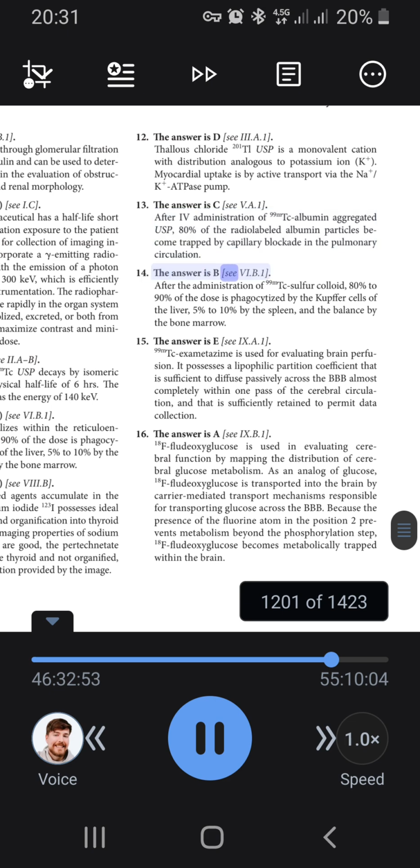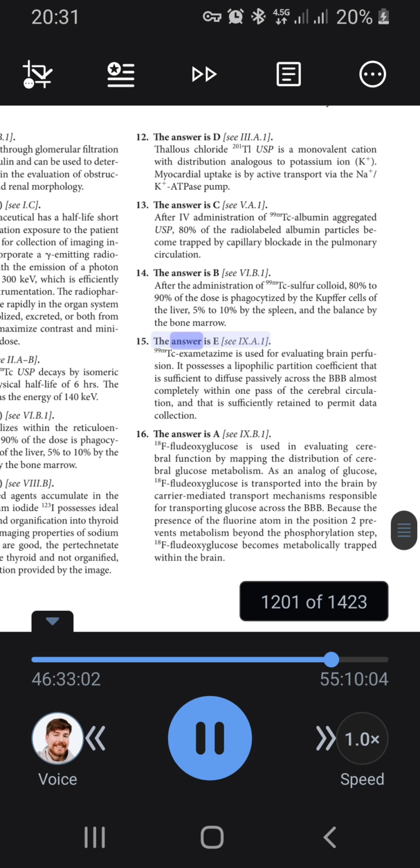14. The answer is B, CVIB1. After the administration of 99mTc sulfur colloid, 80% to 90% of the dose is phagocytized by the Kupffer cells of the liver, 5% to 10% by the spleen, and the balance by the bone marrow.